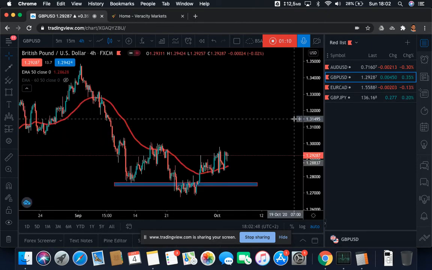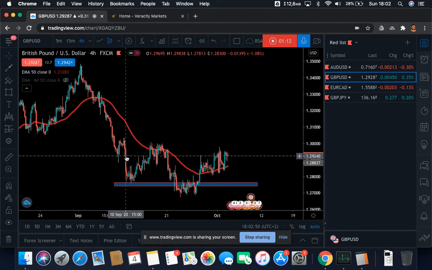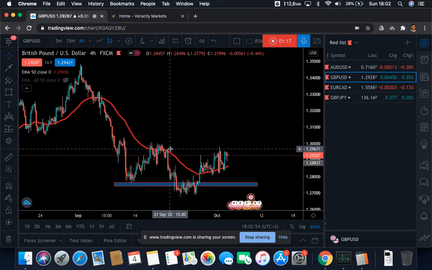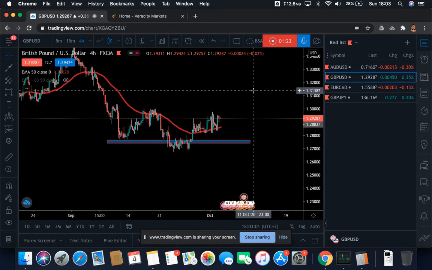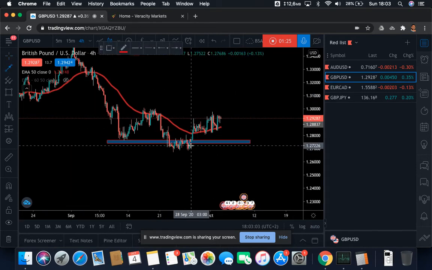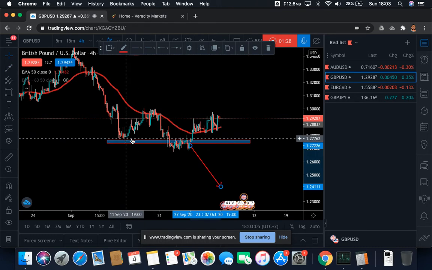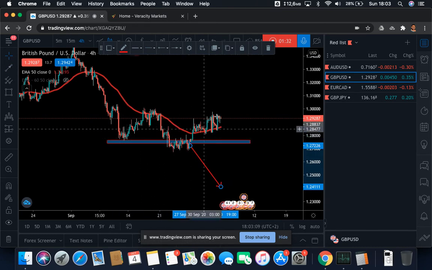Okay, next one is Pound USD. Again, we saw a nice push down with Pound USD. It created some structure here. It pulled back, and we actually saw it come back into that structure. I would have liked to see it continue making lower lows here, but we can see that it kind of had a bit of resistance here. So as we can see, it's actually pushed up.